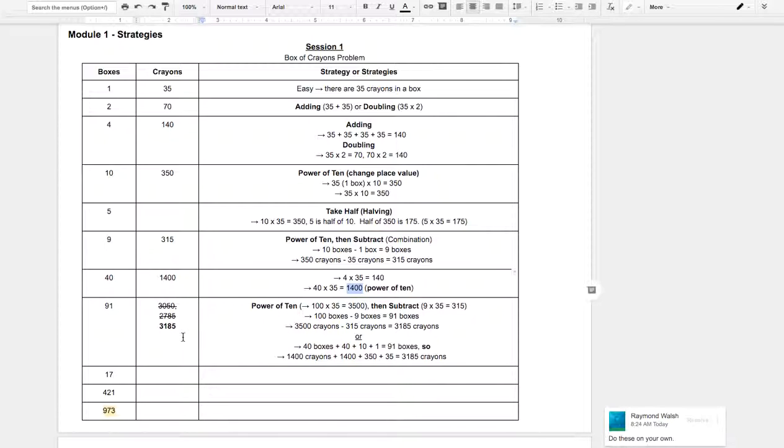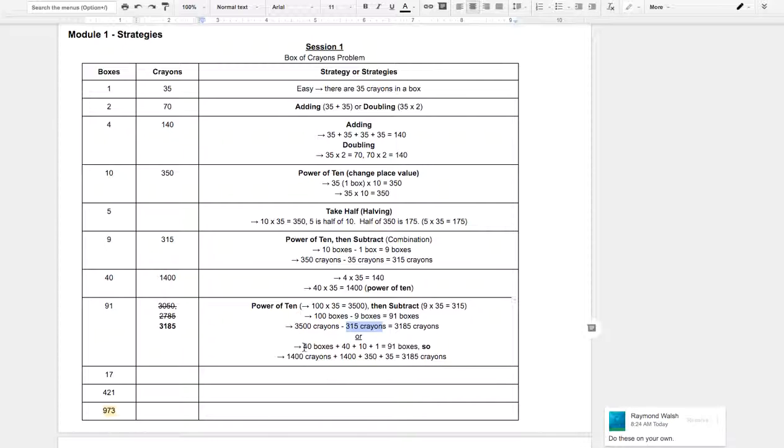91, this one was a little tricky when we did it in class. You can use the power of 10 times 10, so instead of 1 times 35, you could do 10 times 35, we know that's 350, right? And then you could multiply that again times 10, so 350 times 10 is 3,500. You know that because of the power of 10 rule, you add a 0 to change the place value. Then you could subtract, so 100 boxes minus 9 boxes is 91 boxes. So it's the same idea as up here. This is the power of 10 and then subtract. So 3,500 crayons is how many are in 100 boxes. 315 crayons is the number in 9 boxes. So you just do that minus that and you get that. In 91 boxes, there are 3,185 crayons.